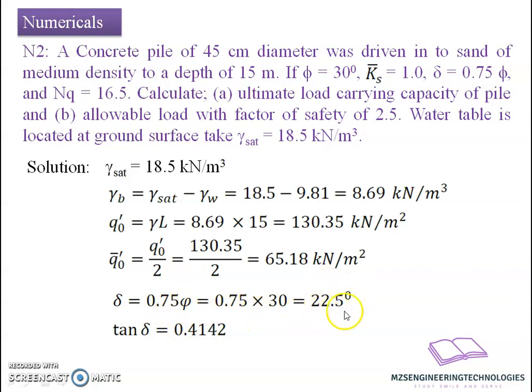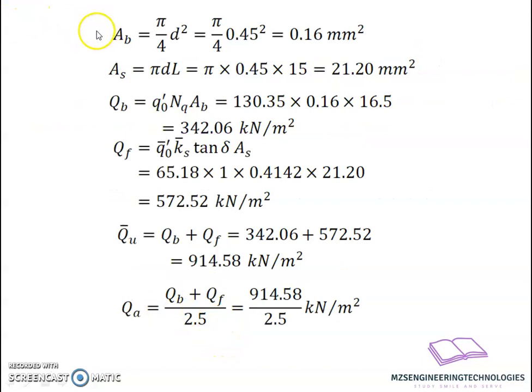Now with reference to this, I require the tan component of it. It comes to 0.4142. Now we'll go with the estimation of geometric parameters of the pile. Ab equals pi by 4 into d square, which equals pi by 4 into 0.45 square, which comes to 0.16 meter square. As, the area around the surface, equals pi into d into L, pi into 0.45 into 15, which comes to 21.20 meter square.